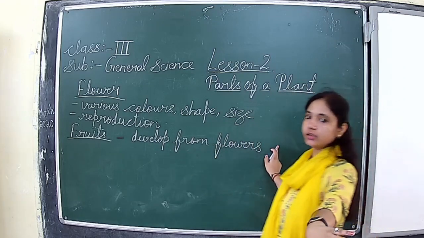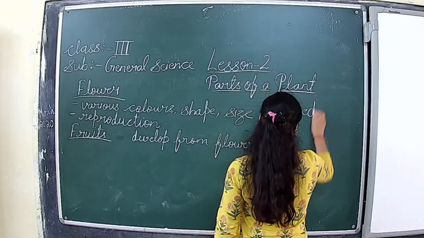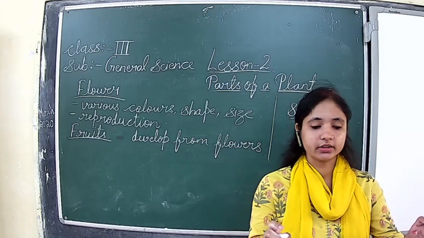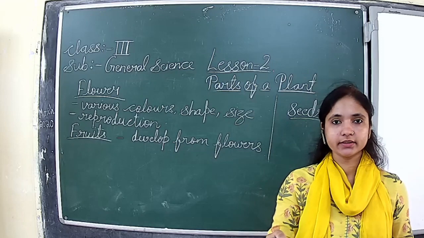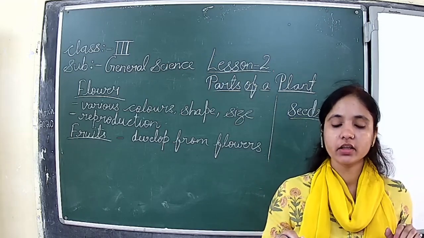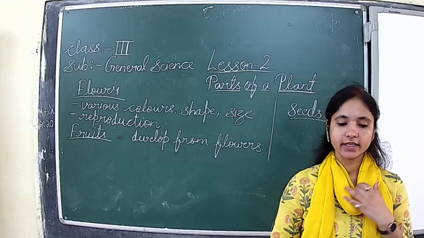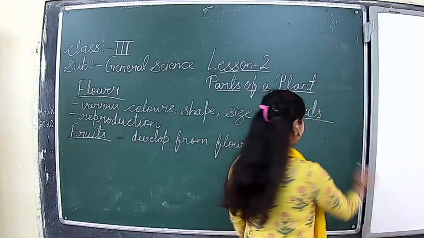Then we will see the seeds. Next is seeds. Seeds are present inside the flowers only. Seeds are the future plants, which means in future, from seeds only the new plants develop. A seed has a baby plant inside it.